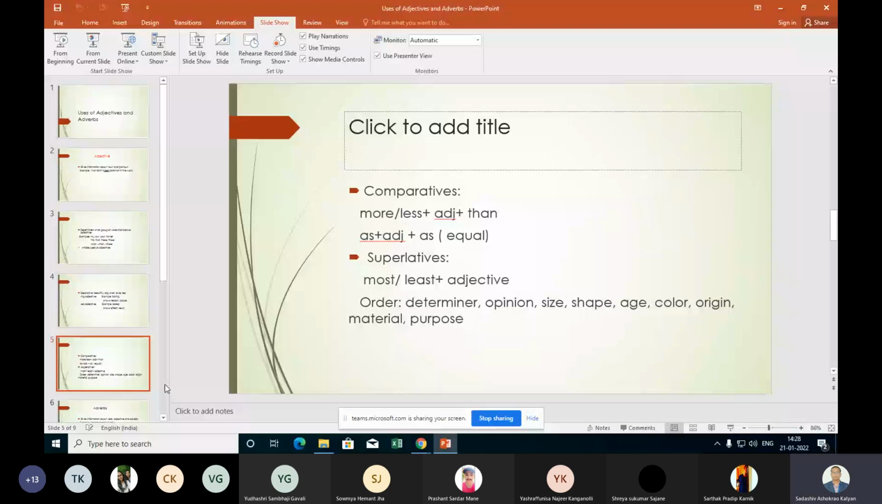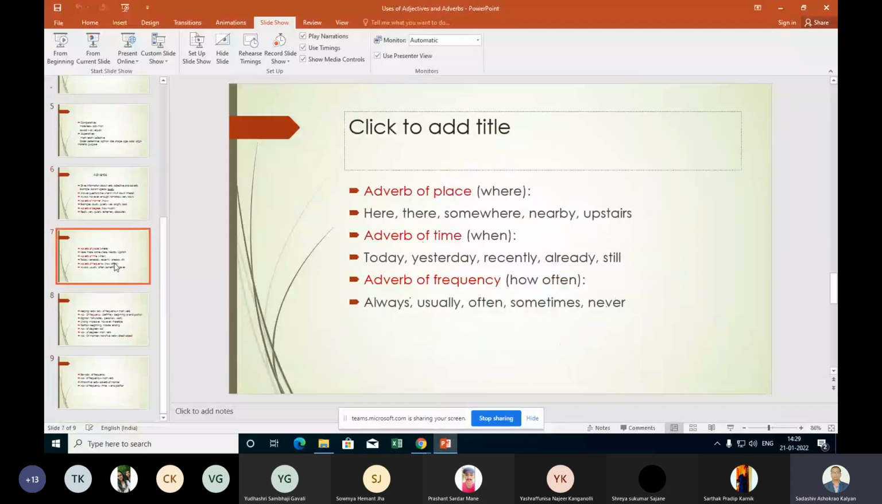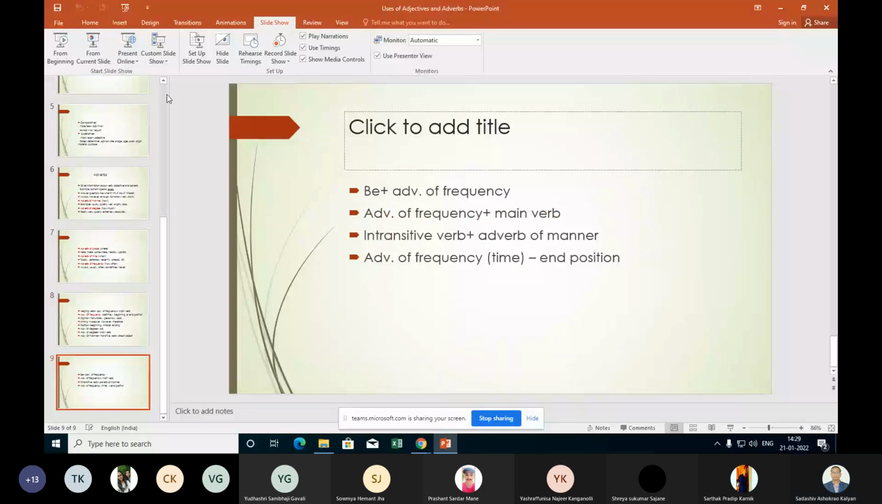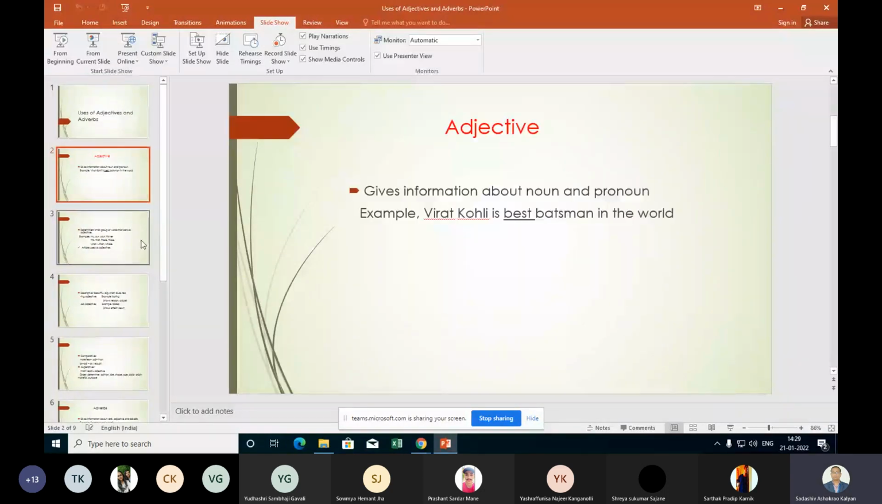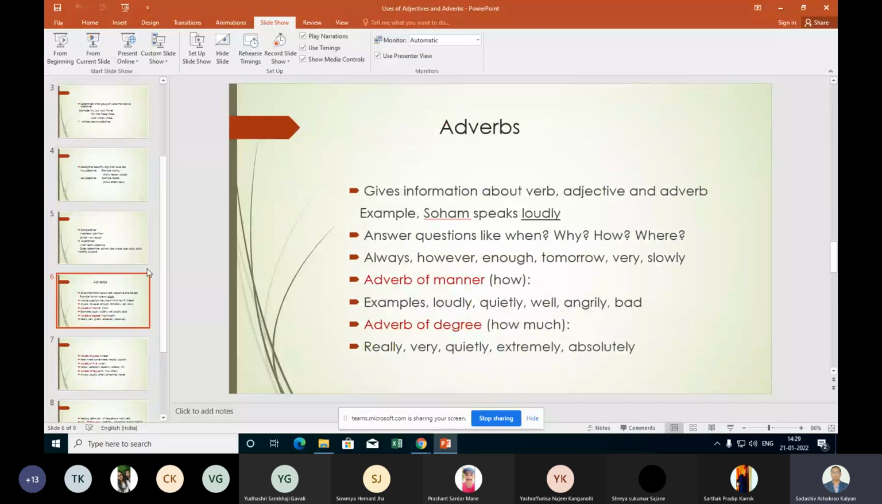Then we have studied that adverbs give us information about the verb, adjective, and another adverb, and the types of adverbs like adverb of degree, adverb of manner, adverb of time, place, and frequency. And we studied various structures where we use various kinds of adverbs in the simplest and easiest way. We want to keep all these things in mind whenever we are framing our sentences. So is it clear to all of you?